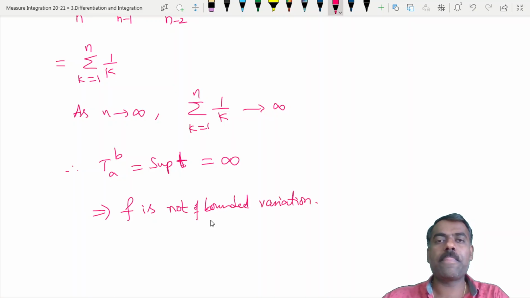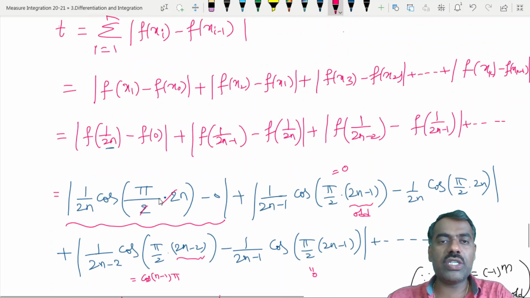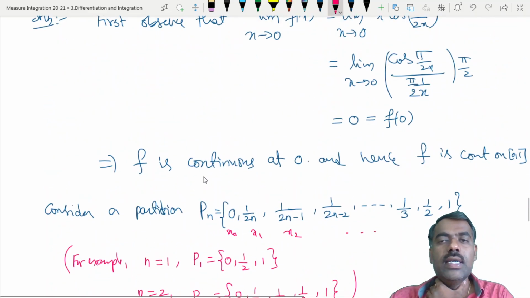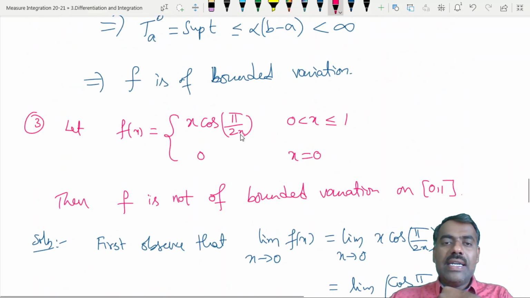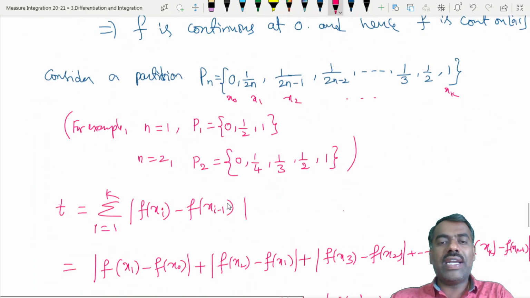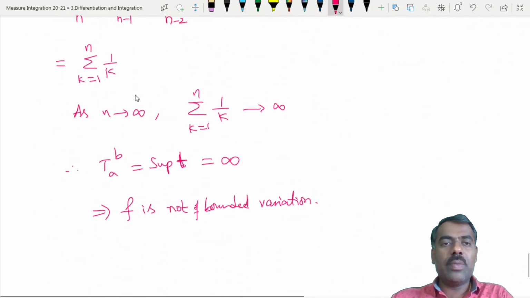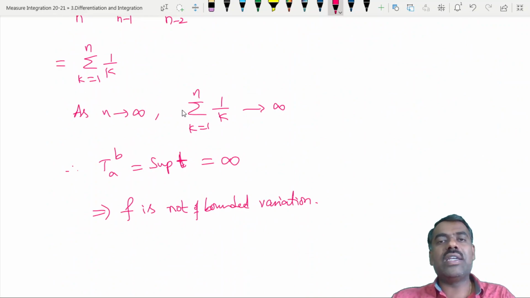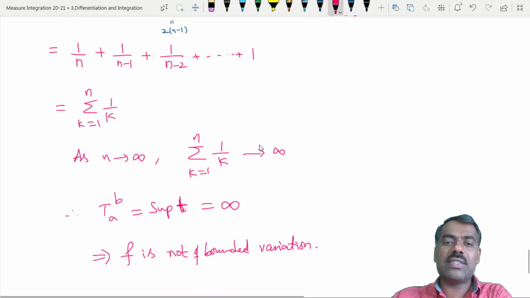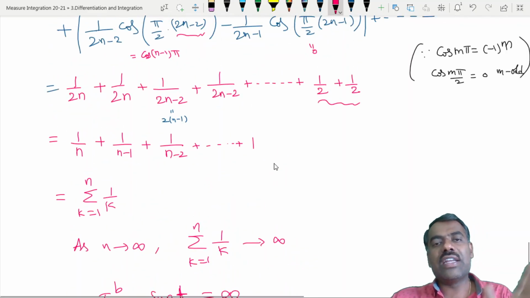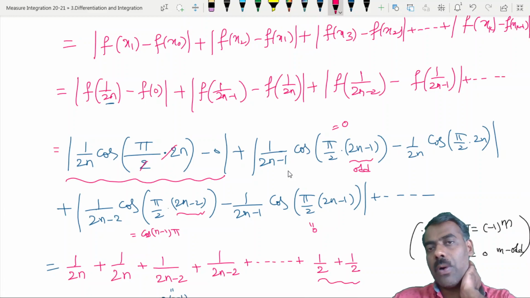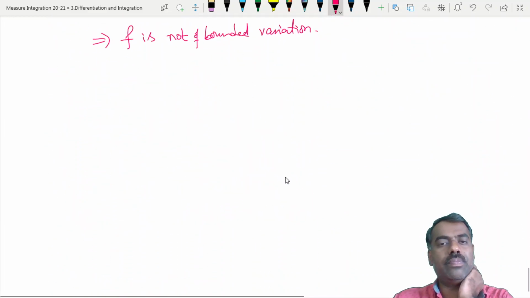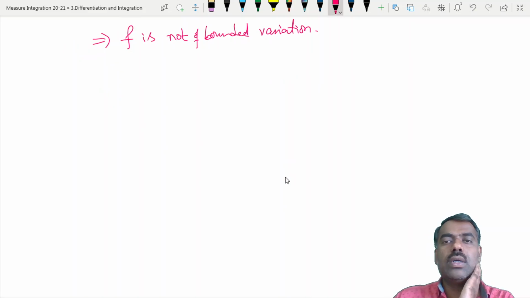Any problem? Have you understood what we did? You have to take a suitable partition, calculate these values, and see whether you get a geometric series or not. Then we know that a geometric series diverges. So that is not a finite value. That means the total variation is not a finite value. Hence, it is not of bounded variation. Is that clear?